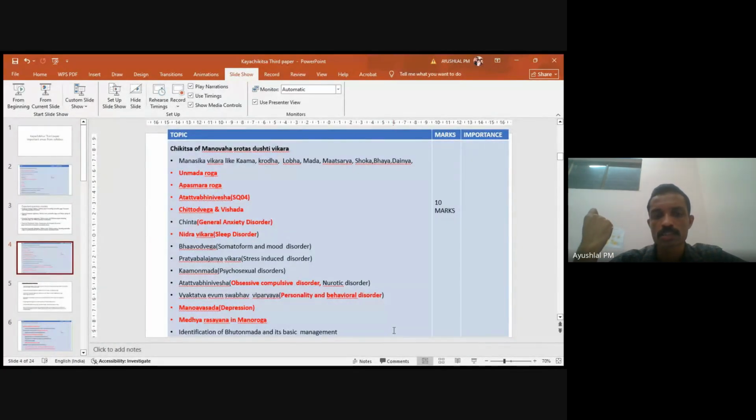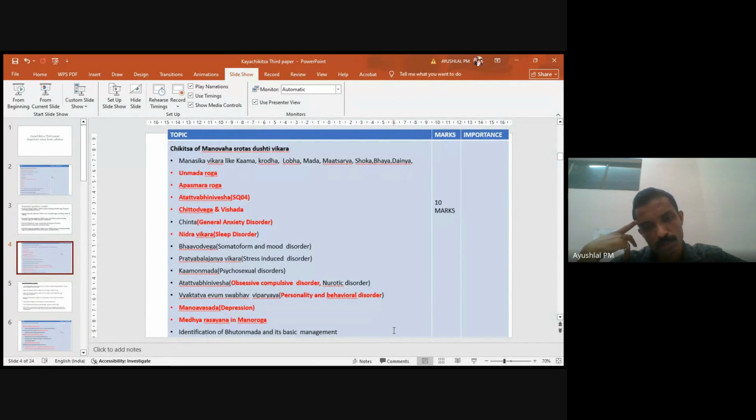Kamonmada, psychosexual disorders, is also not an important point. Obsessive compulsive disorder is an important point. You can study the modern portions of obsessive compulsive disorder: its definition, types, and management techniques. You can also study some Ayurvedic portions like Vata treatment. And personality and behavioral disorders, Vyaktitva Evam Swabhava Vaiparitya.